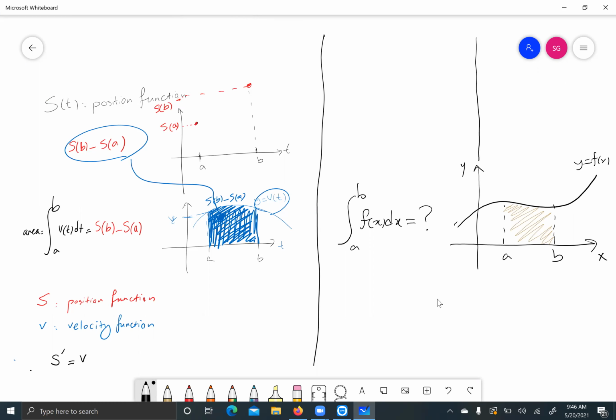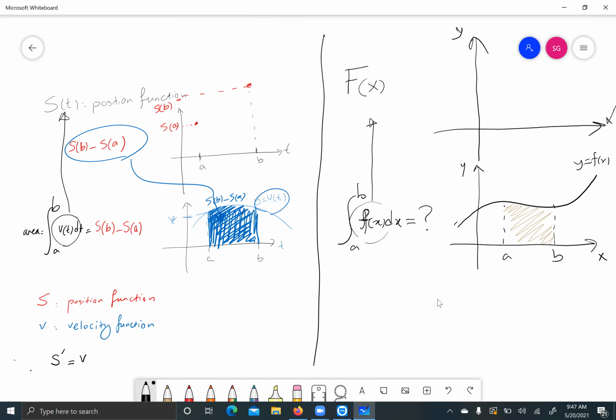If we can find a function, let's denote it by capital F, such that the small f is the derivative of this one, like here. Here, what do we have? Velocity is the derivative of the position function. So suppose we can find a function whose derivative is f.